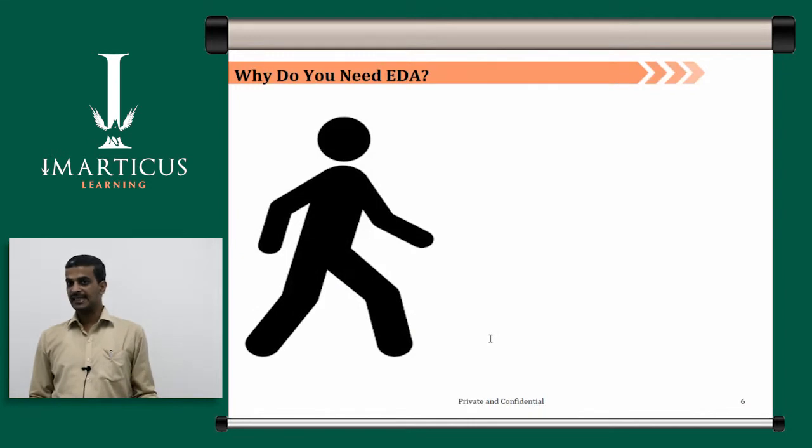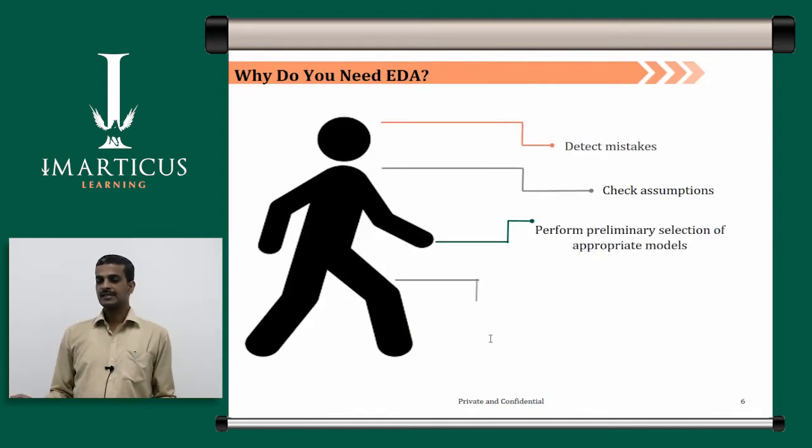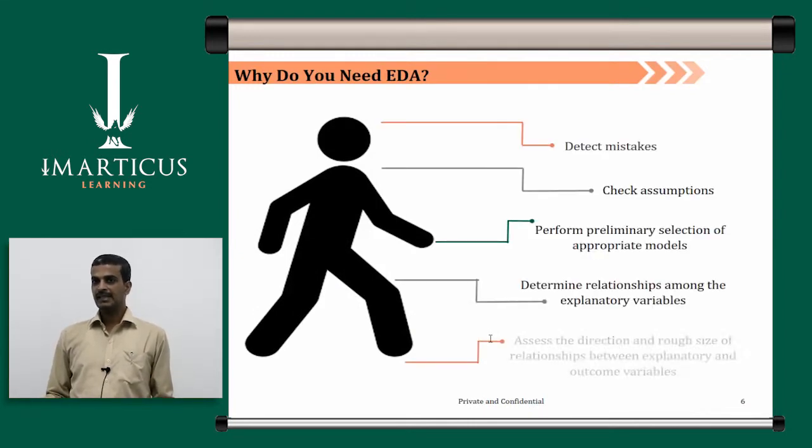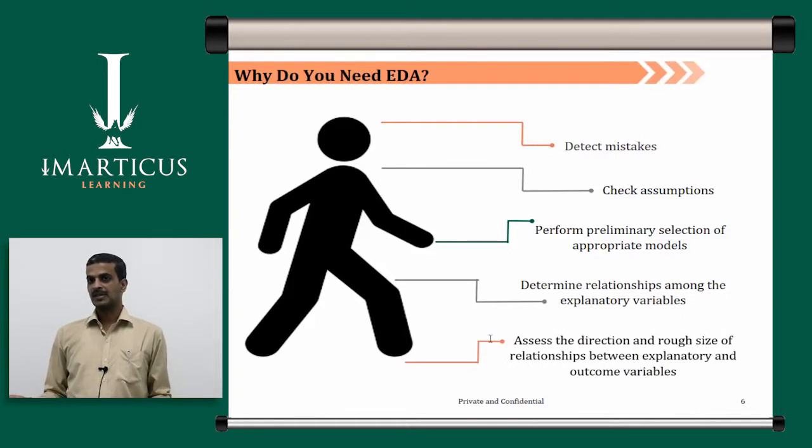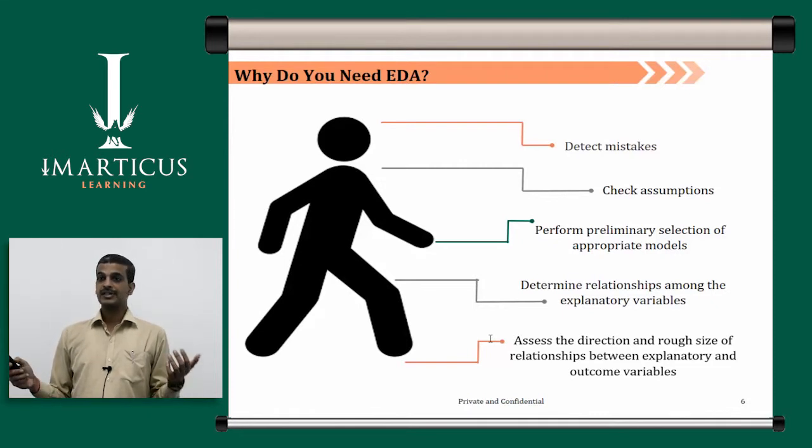So why do we need EDA? There are several reasons why we need EDA. It is to detect mistakes, it is used to check assumptions, it is to perform preliminary selection of appropriate models, it is used to determine the relationships among the explanatory variables, it is used to assess the direction and rough size of the relationships between explanatory and the outcome variables. So these are the several reasons.